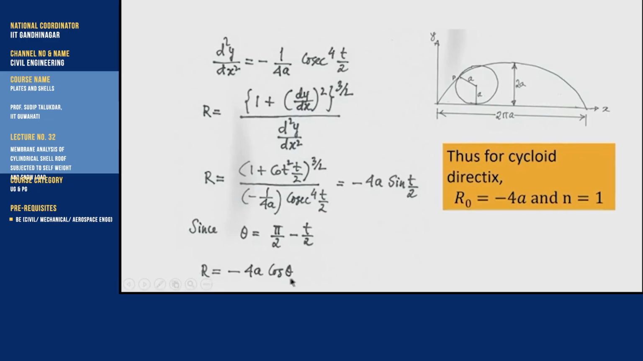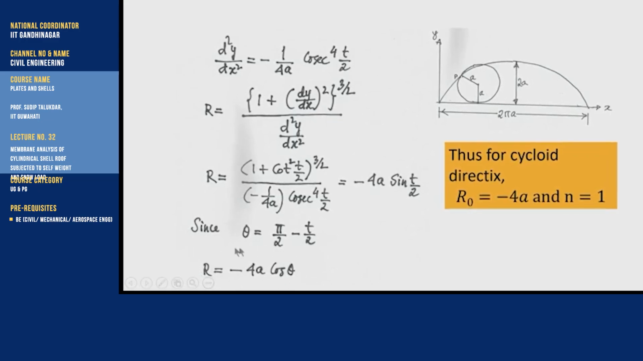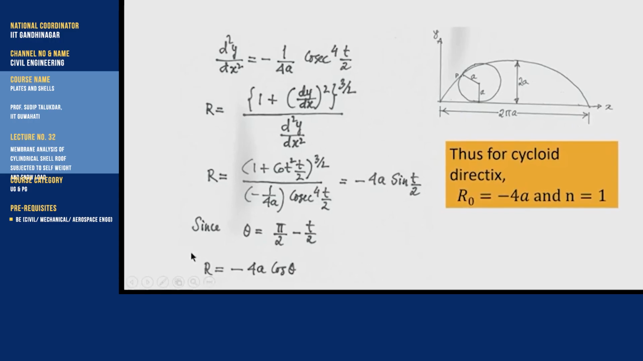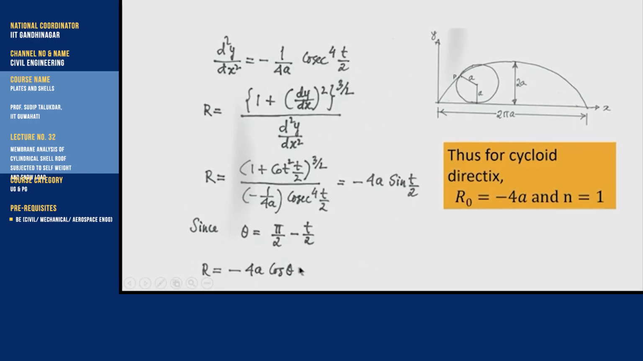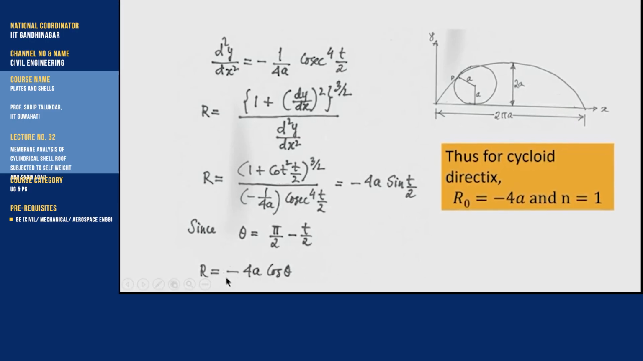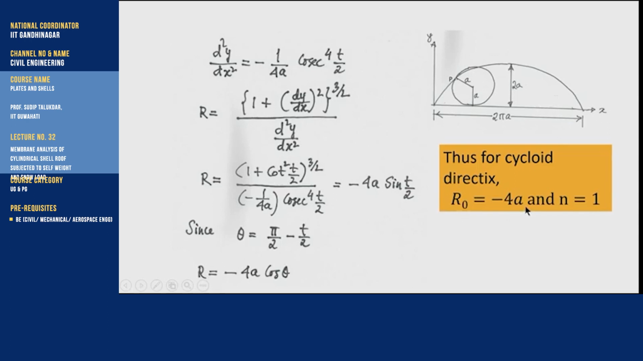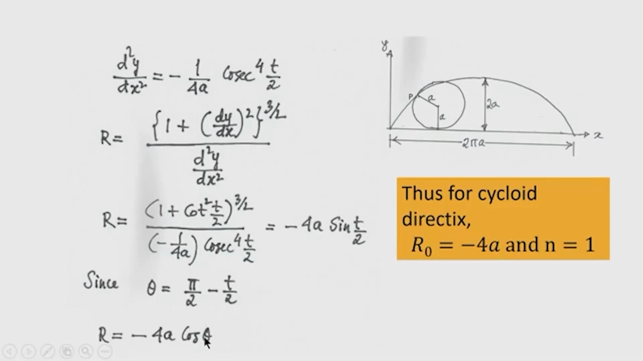Here we have been able to write the expression in the intrinsic form, that is r is equal to r naught cos to the power n theta. So, now find out what is r naught. R naught here is minus 4a and n is 1 because it is cos theta. So, for cycloidal directrix, the equation of the cycloid to be used in our expression for finding the membrane stress is given by minus 4a cos theta, where r naught is minus 4a and n is 1. Okay.